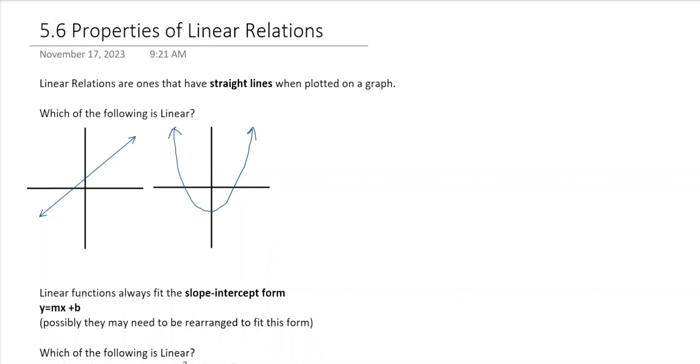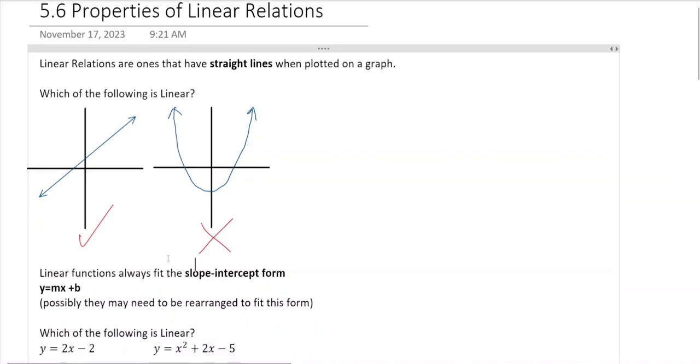Hello, and welcome to my video, lesson 5.6 on properties of linear relations. Linear relations are the ones that have straight lines when plotted on a graph. So which of the following are linear? And we're going to ask that question for a bunch of different versions of this. But here on a graph, ones that are straight lines, hopefully you can see this one is linear, this one is not. The first one is straight, the second one is obviously curved.